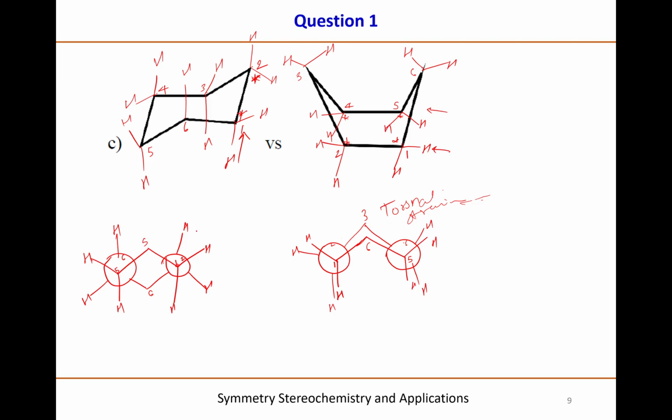So in this case there is no strain because it is staggered and more stable. So that's why the energy of these two conformations will differ. The eclipsed one will become high in energy and low in stability, and the staggered one is more stable.